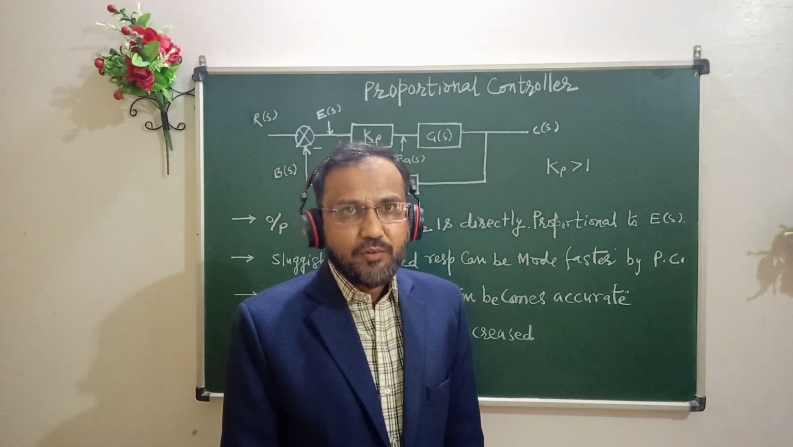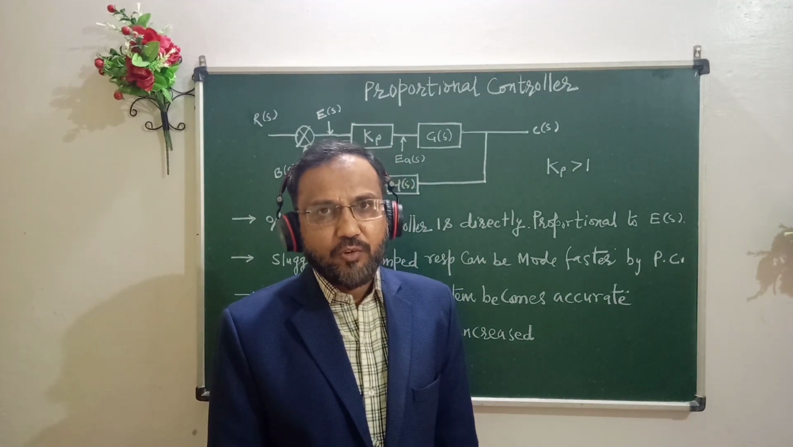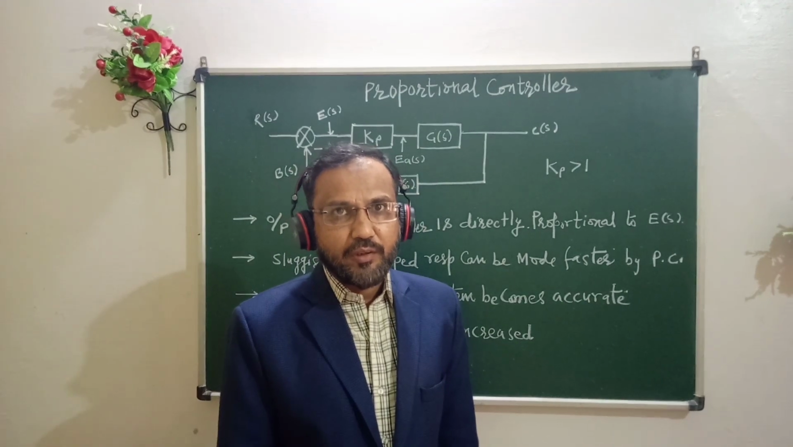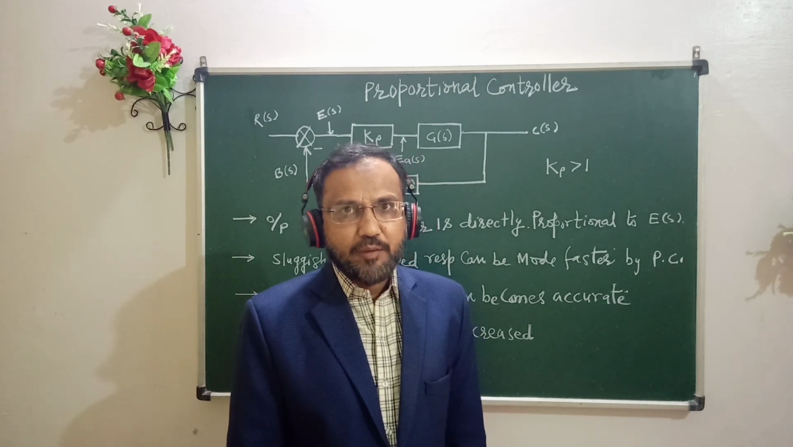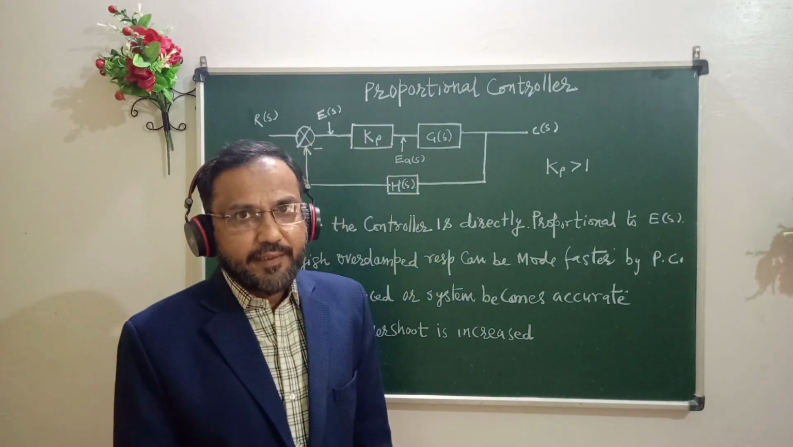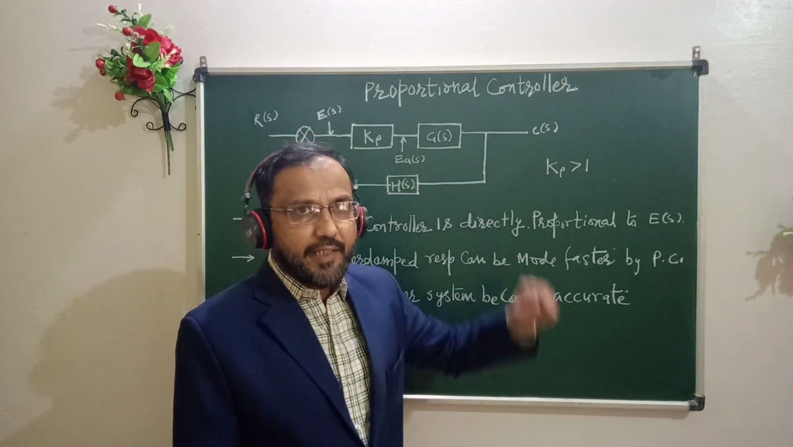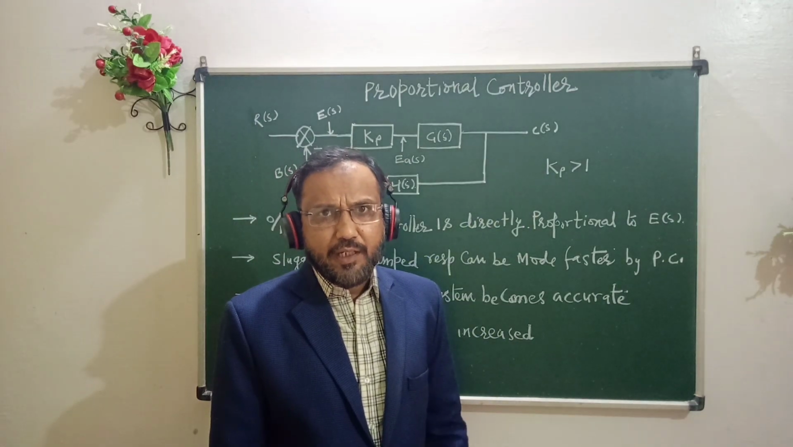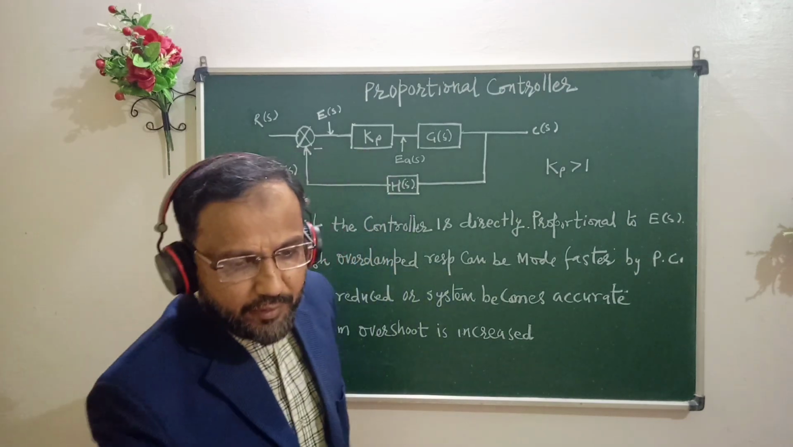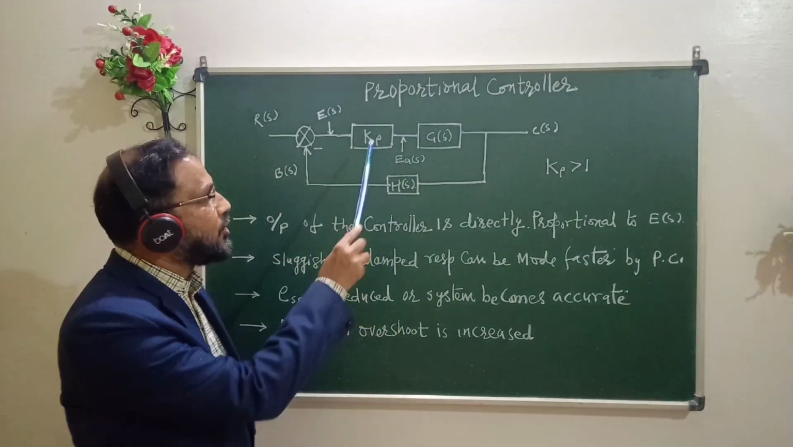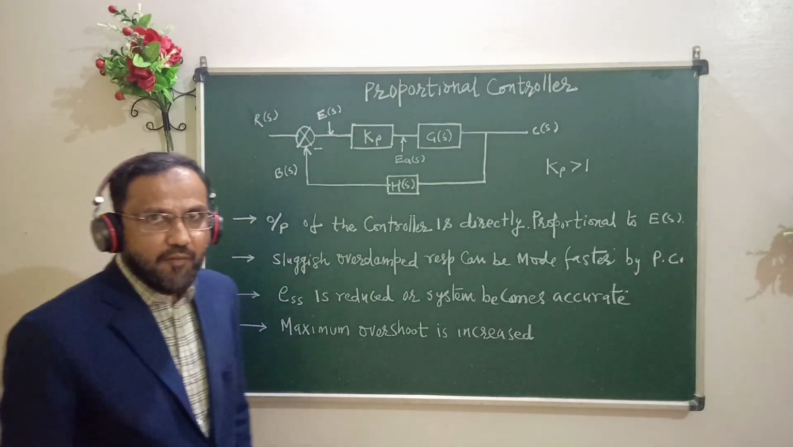In this session, we are going to discuss controllers used in control system. Automatic control system is used to maintain its output within desirable limit. Controllers are used to improve the performance of a control system. Right now, we will discuss proportional controller.